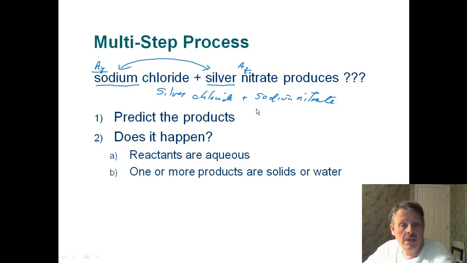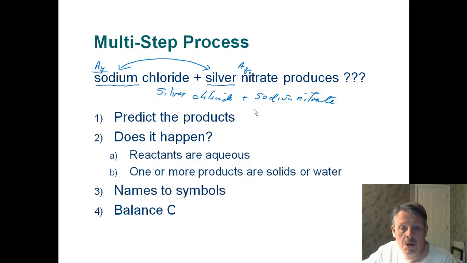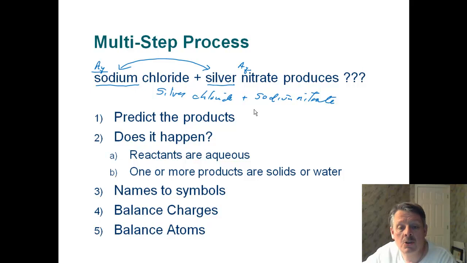So we check this first because we don't want to go through the rest of this process if it's not going to happen. Okay? So the rest of the process says we have to take the names and change them to symbols, we have to balance charges, and finally we have to balance the equation, or balance the atoms that are on both sides. So how do we decide if this happens?